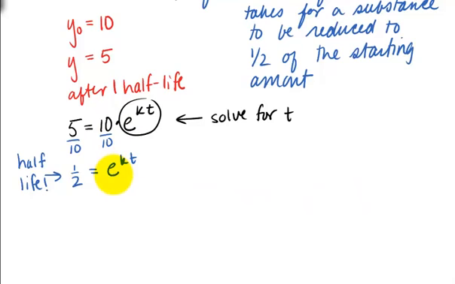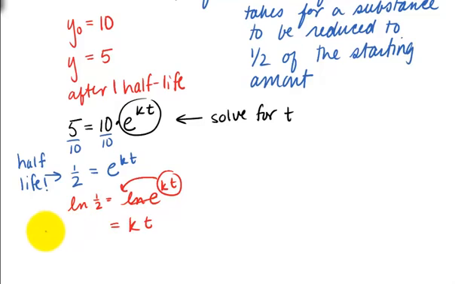Now to get rid of an exponential, you need the inverse of that exponential, which is a logarithm. So if we take the natural log of both sides, we get natural log of 1/2 equals the natural log of e to the kt. And if you remember, this can come out down in front, and the natural log of e is 1. So we get kt equals the natural log of 1 minus the natural log of 2, and we can split that division problem up using the law of exponents.